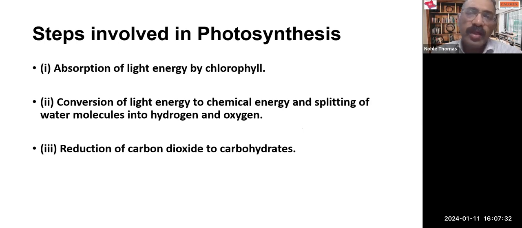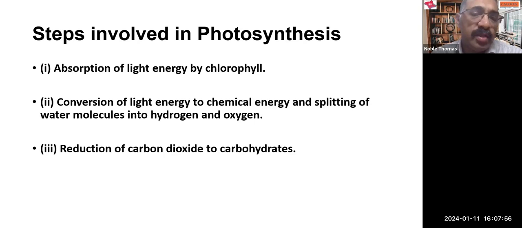Okay. According to the textbook, the entire process of photosynthesis happens in three steps: absorption of light energy by chlorophyll, conversion of light energy to chemical energy and splitting of water molecules into hydrogen and oxygen, and reduction of carbon dioxide to carbohydrates. This has to be learned by heart as it is. No addition, no deletion.